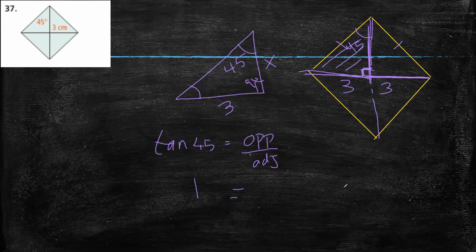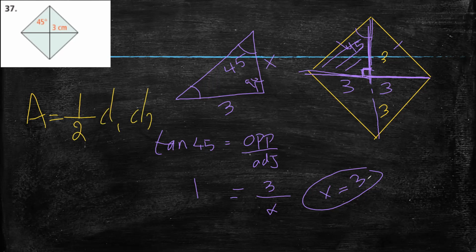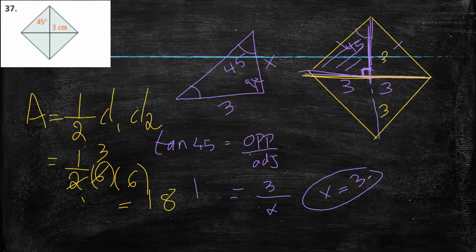Then what is the opposite here? It's 3, over x, the adjacent. So x will be 3. So because of that, up is 3 and down it will be 3. Then what is the area? Half d1 times d2. What is the length of the first diagonal? It is 6. And the second will be 6 too. So after simplifying them, you will have 3 times 6, which is 18 centimeter squared.